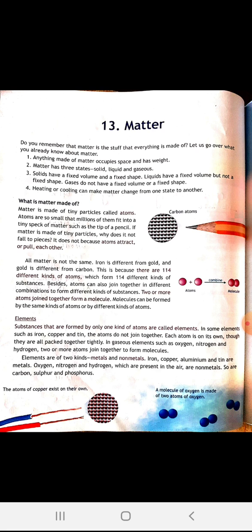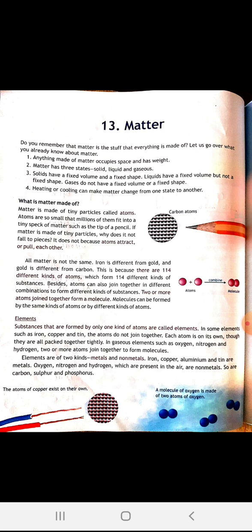So when two different or same kinds of atoms combine together, they form a molecule. And how is a molecule formed? Two different atoms can be joined or two same atoms can be joined. So there are 114 different kinds of atoms which form 114 different kinds of substances. Next is elements. Substances that are formed by only one kind of atoms are called elements.